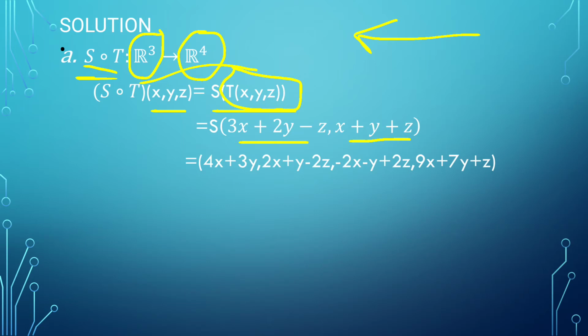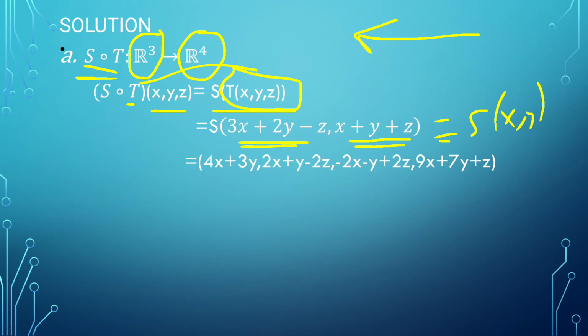That and that. Now we are done with T. We now go to the S transformation. S transformation is given by R squared to R to the power 4. Now the operation of S is equivalent to S of (x, y). That will mean in this part, this is equivalent to x, and this is equivalent to y.